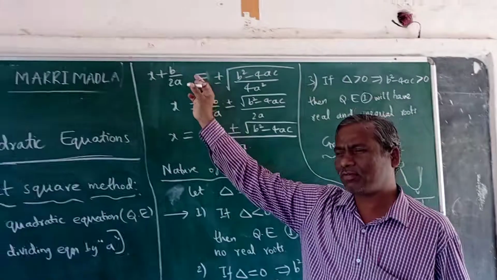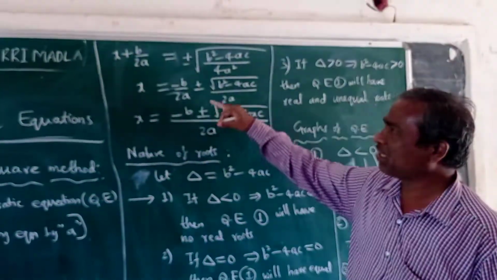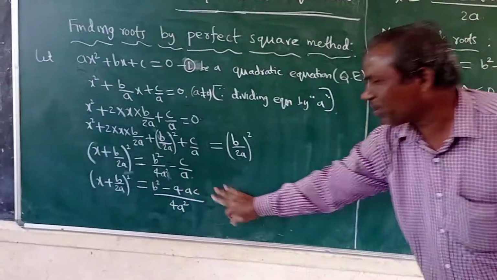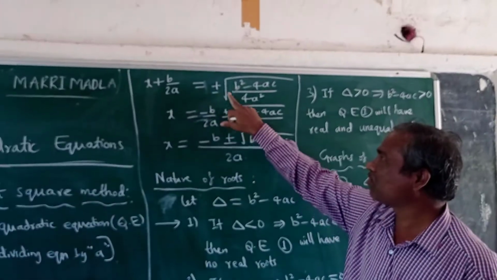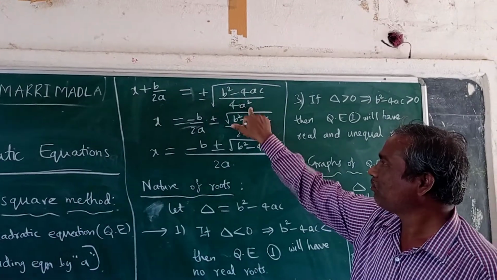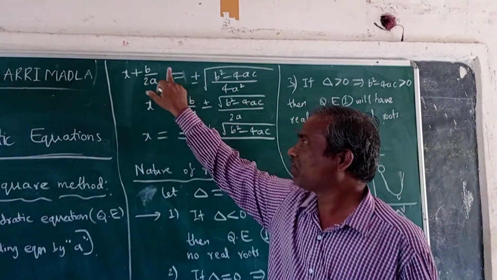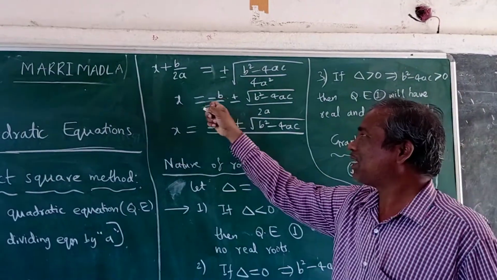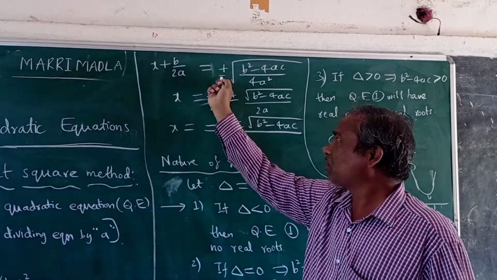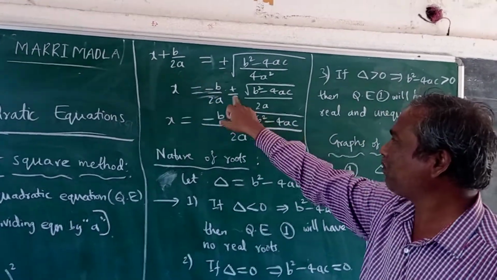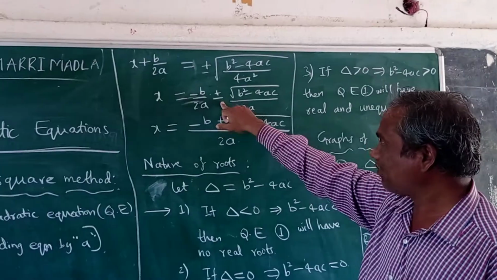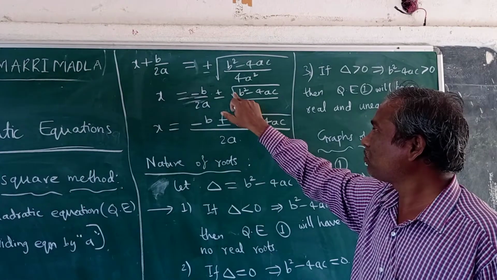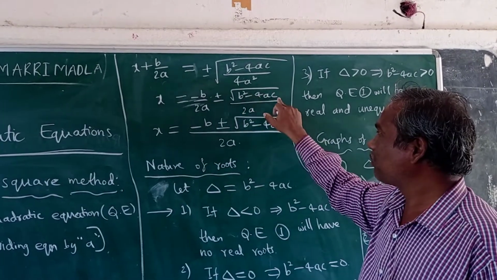Now see, if a square is equal to b, then a equals plus or minus root b. So in place of b, what is there? This whole part, so x plus b by 2a equals plus or minus root of b square minus 4ac by 4a square, after taking square root on both sides. Now x is equal to minus b by 2a plus or minus, since plus b by 2a comes to the right side as minus b by 2a. Now square root of 4a square is 2a, so root of b square minus 4ac by 2a.